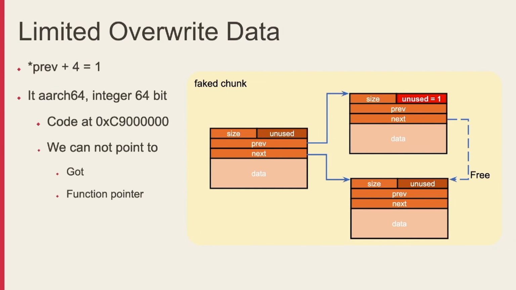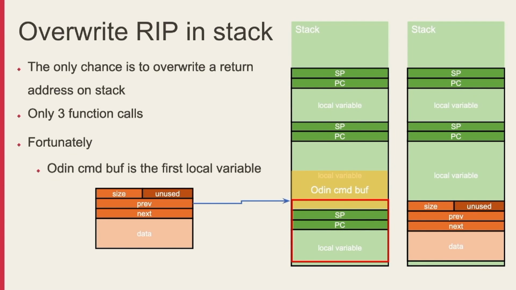But there is a limitation. The unused bit must not be 0. Since secure boot is 64-bit, we cannot overwrite the GOT entry or function pointers in the data segment, because the unused bit is in the higher part of the address, which will always be 0 when the data is a pointer. The only chance is to overwrite the return address on stack.